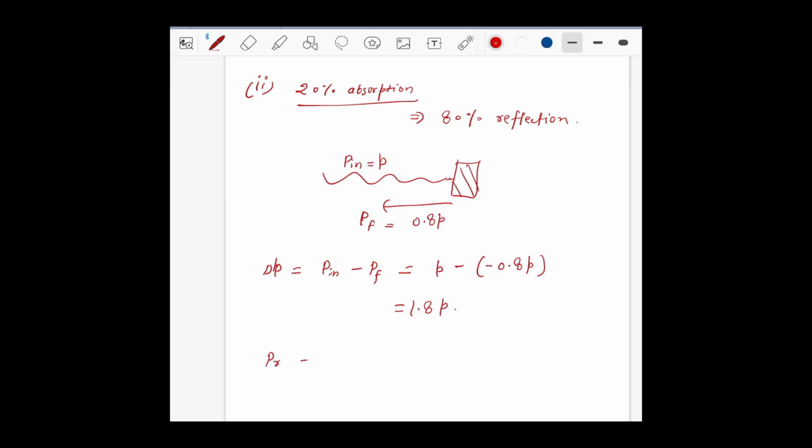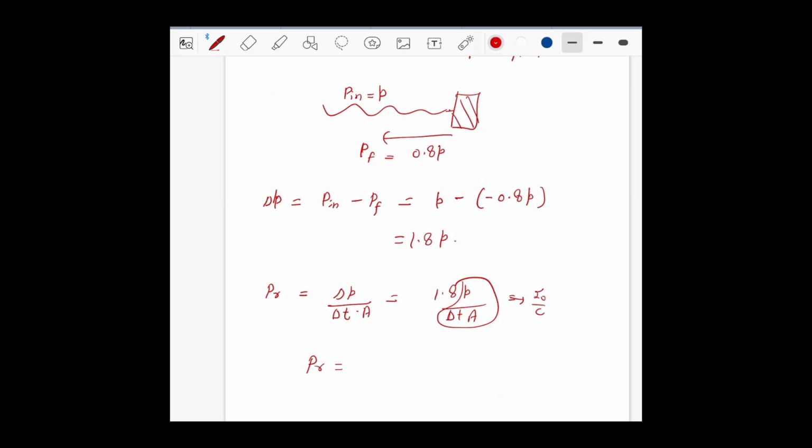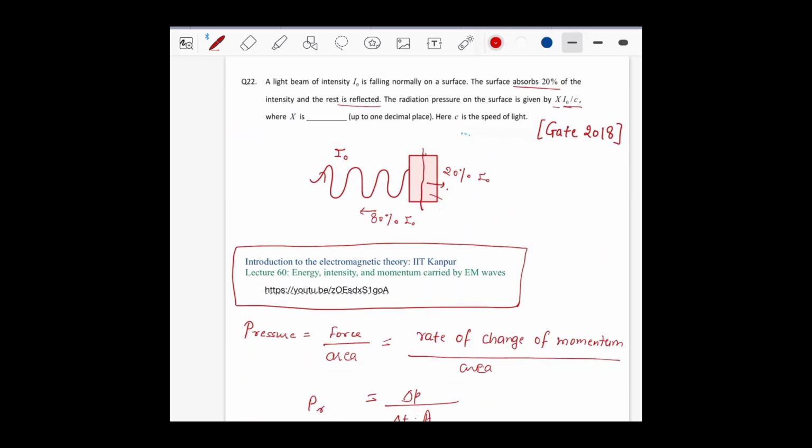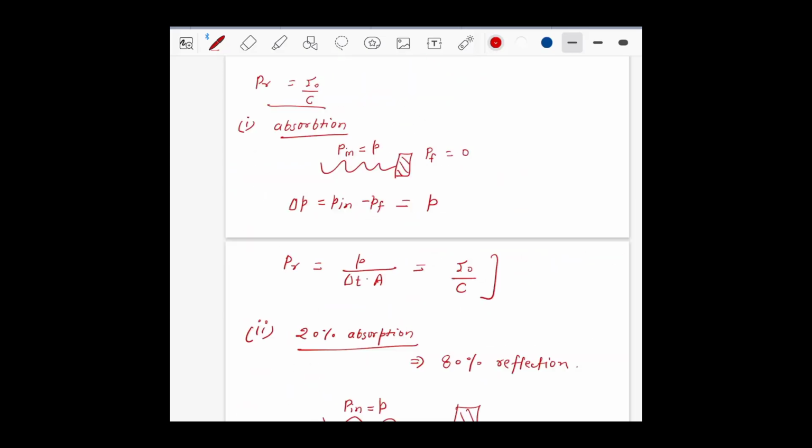So the pressure is given by delta P by delta T into A, so 1.8 times P by delta T into A. This quantity P by delta T into A equals I naught by C. Therefore, the pressure in this case will become 1.8 times I naught by C. So we have to find this factor 1.8 that is coming before I naught by C. So the factor is 1.8 here. Thank you.